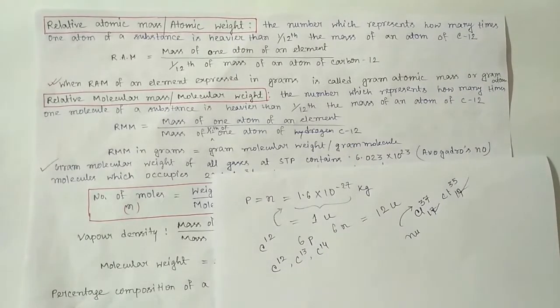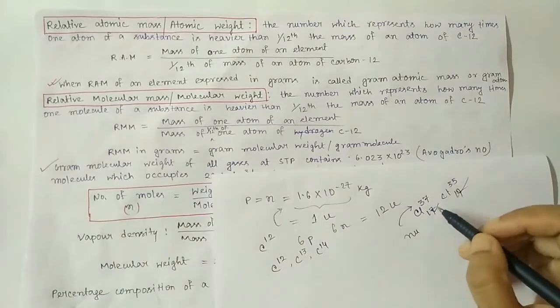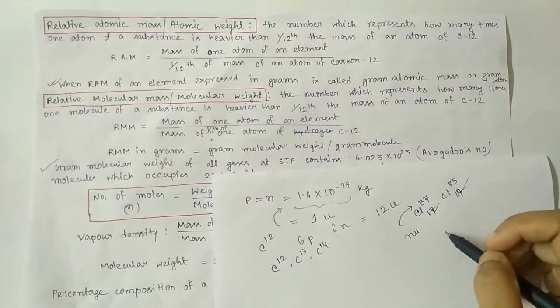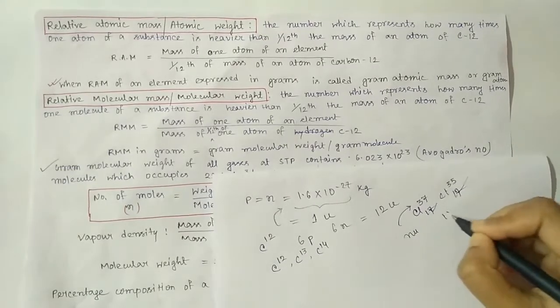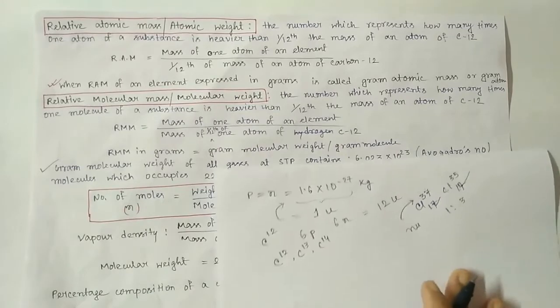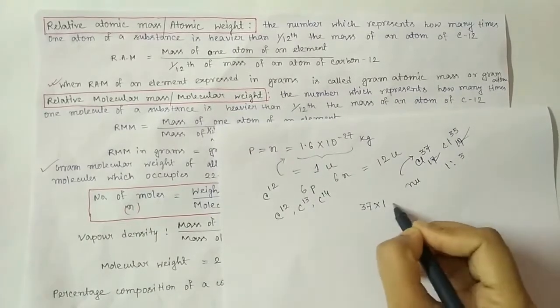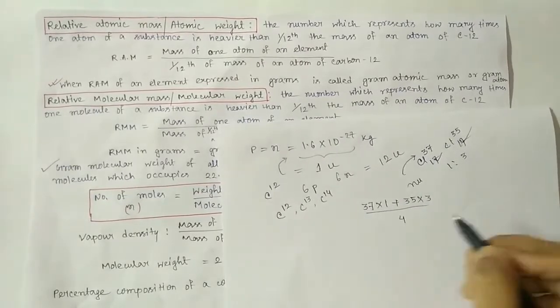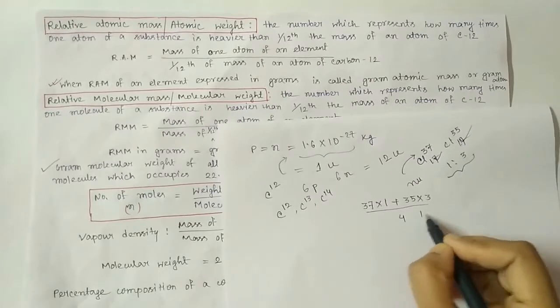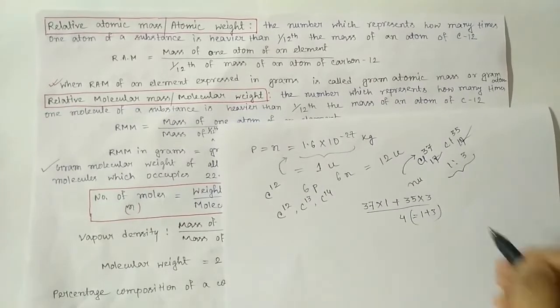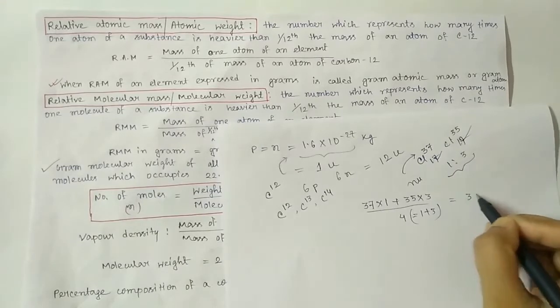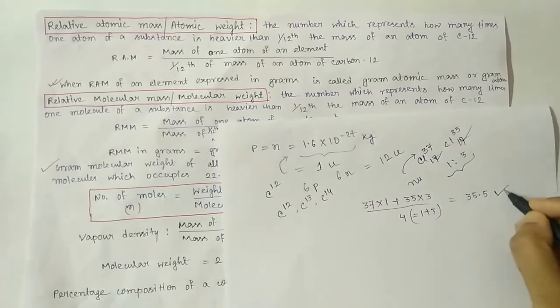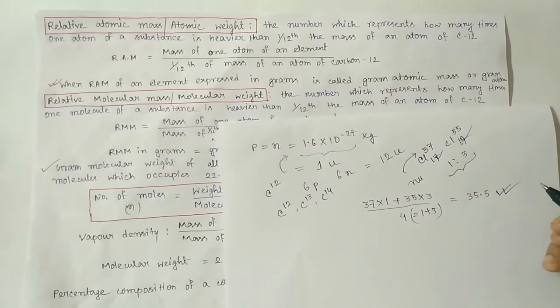Okay, so now to determine its atomic weight, we have to take their average weight. For example, chlorine 37 and chlorine 35 are present in nature in a 1:3 ratio. So to take their average, we do 37 into 1 plus 35 into 3, divided by 4, because the total amount, 1 plus 3, is equal to 4. Now computing this value, we find that it is 35.5. So this is the actual atomic weight of chlorine.